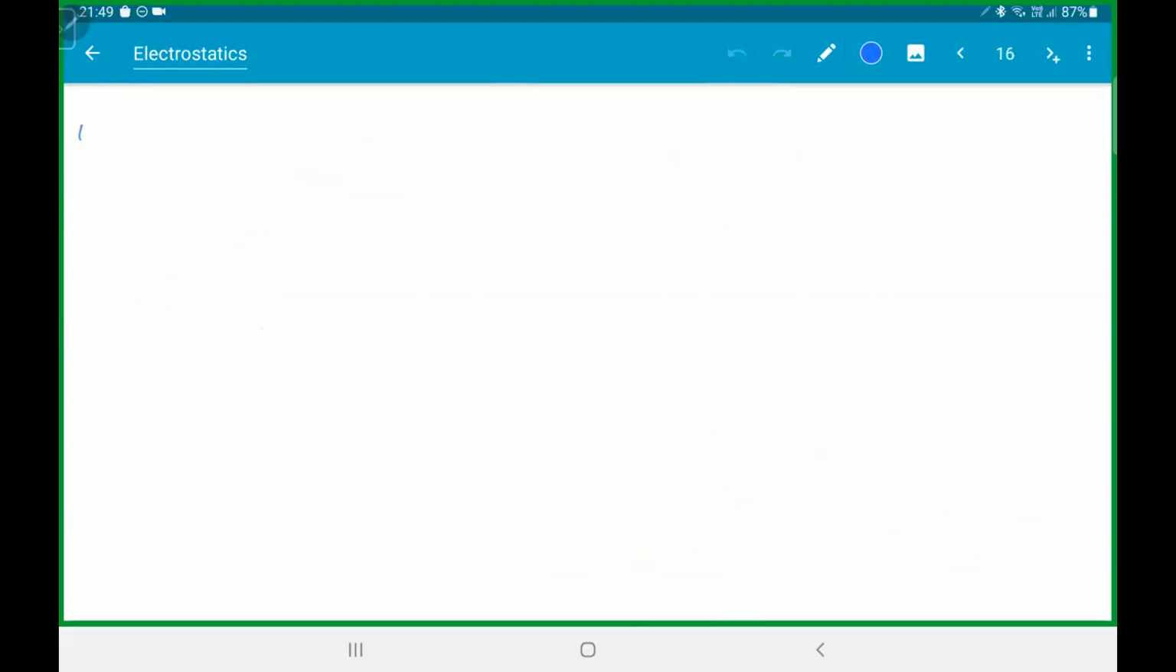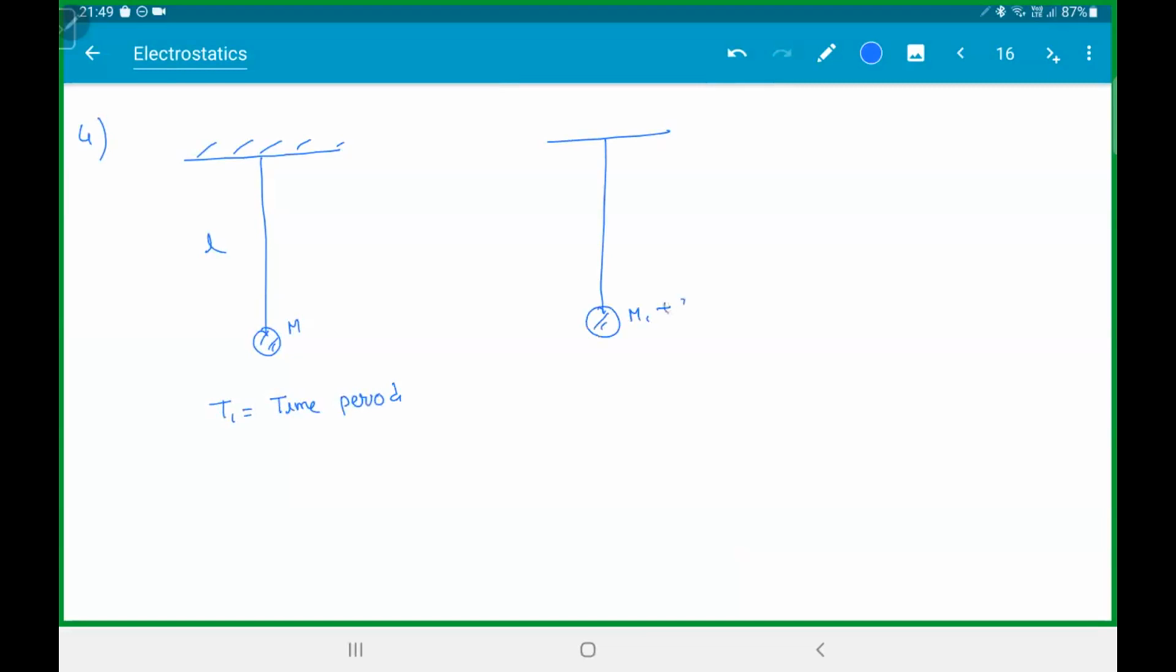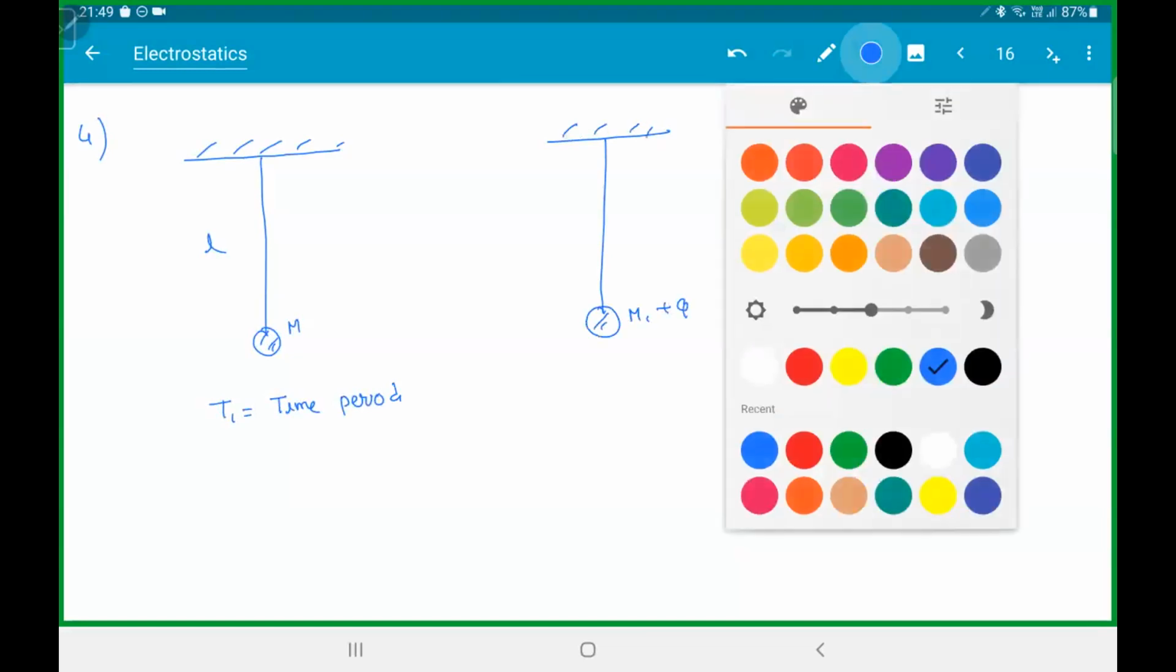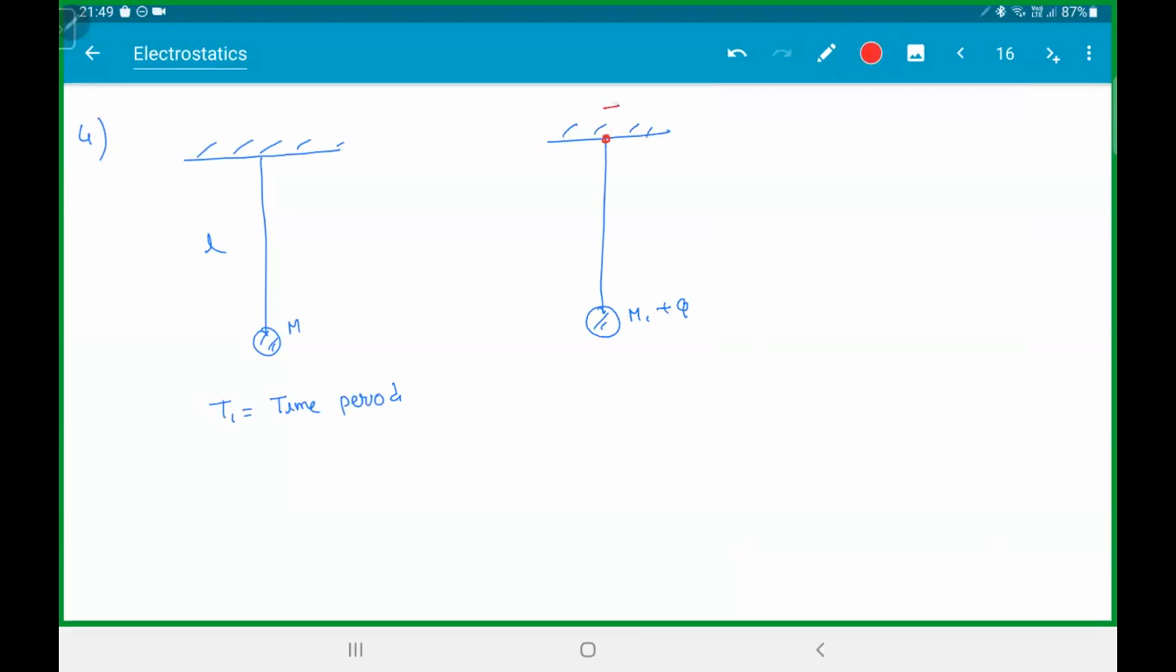Let's see one more question, then we will do a little more theory. Let's say we have a pendulum here, mass m, length L. Let's say time period is t1. We have another pendulum here, mass m, charge q, and what you did is that you kept a charge q at the point of suspension.